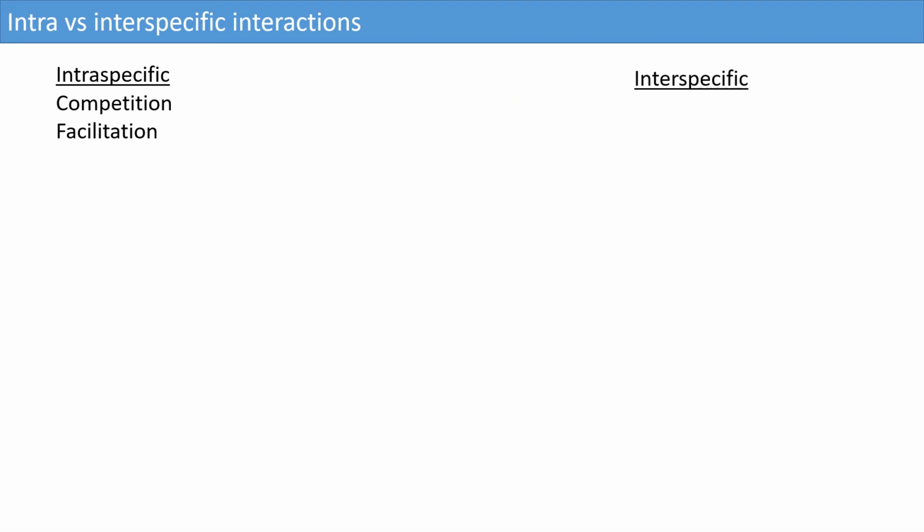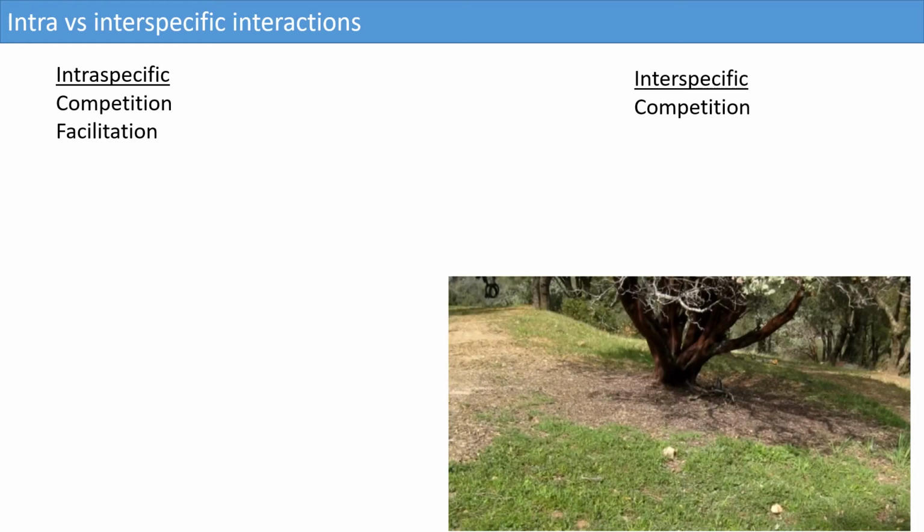Now, among the cases of interspecific interactions, so between different species, we have, again, competition, where different plants can be competing, for instance, for sunlight. As you can see around the base of this tree, no other types of plants are growing, including these grasses, because they don't have access to sunlight.